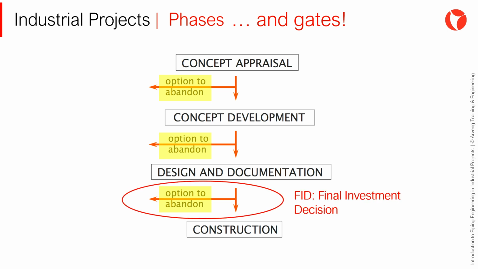At the end of the detailed design and documentation phase, there is a particularly significant project gate, known as FID, Final Investment Decision. Once this gate is passed, the project officially moves into the construction phase. Companies typically enforce very strict criteria before approving this final investment decision, considering factors such as expected profitability, assumed risks, demand estimates, and more.